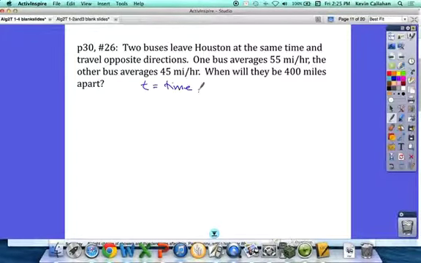Okay. Now, sometimes it helps to draw a picture, right? So if I draw a picture, I'm going to say in the middle of my picture is Houston. And they're saying one bus is going this way, traveling 55 miles per hour. And the other bus is going this way, and it's going 45 miles per hour.